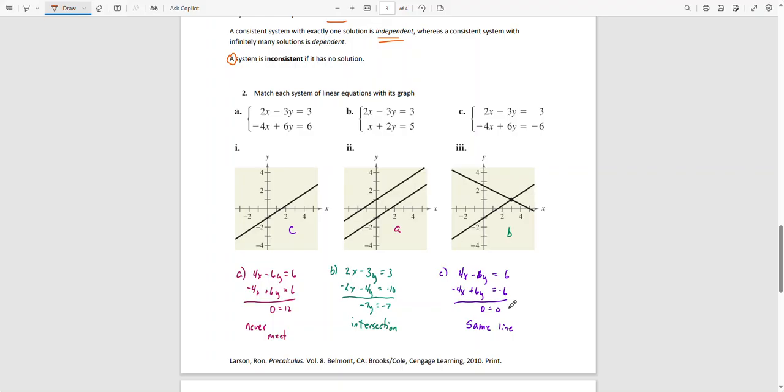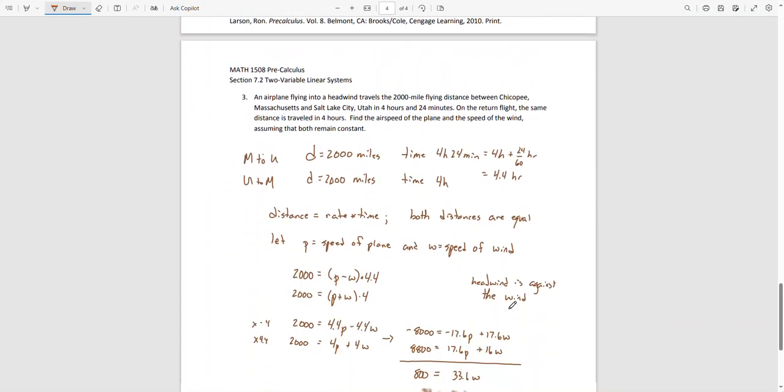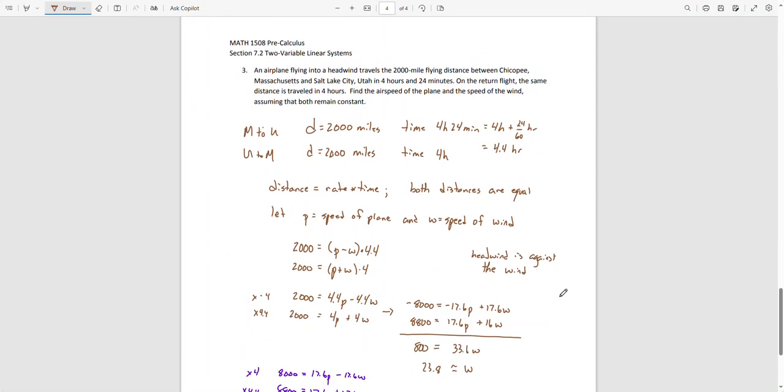All right. Last question. An airplane flying into a headwind travels the 2,000-mile flying distance between Chicopee, Massachusetts, and Salt Lake City, Utah, in 4 hours and 24 minutes. On the return flight, the same distance, 2,000 miles, is traveled in 4 hours, because the wind helps you a little bit when you're going from west to east. Find the airspeed of the plane and the speed of the wind, assuming that both remain constant.